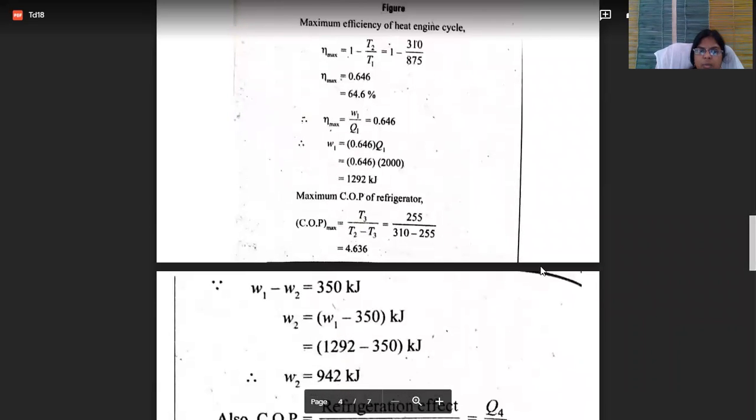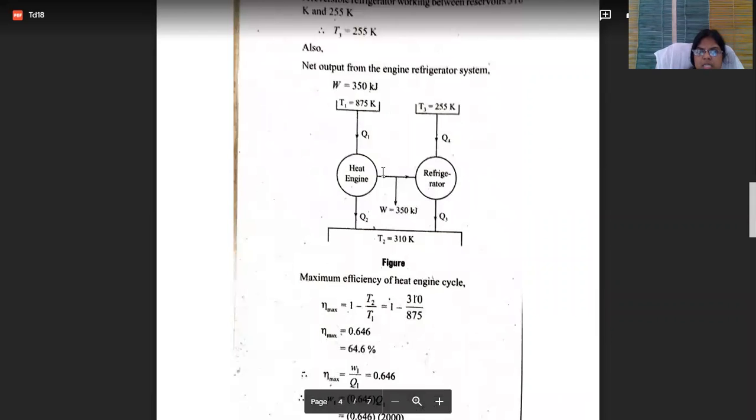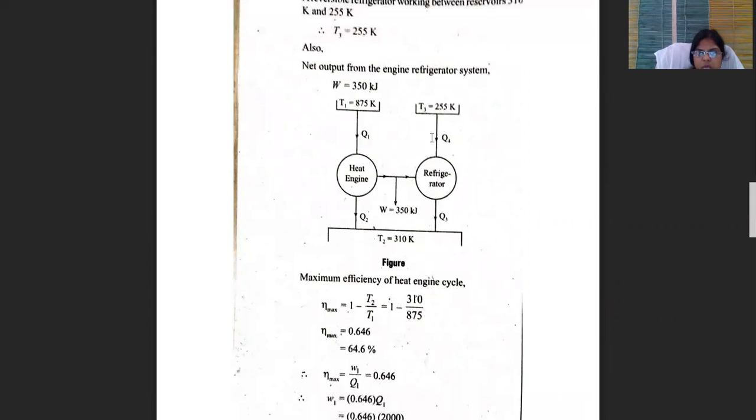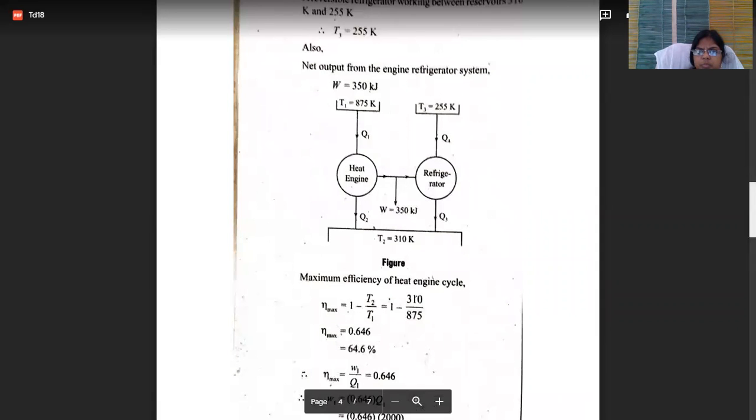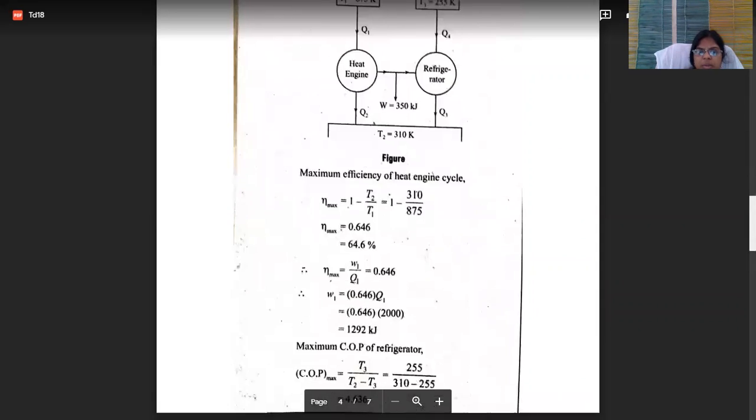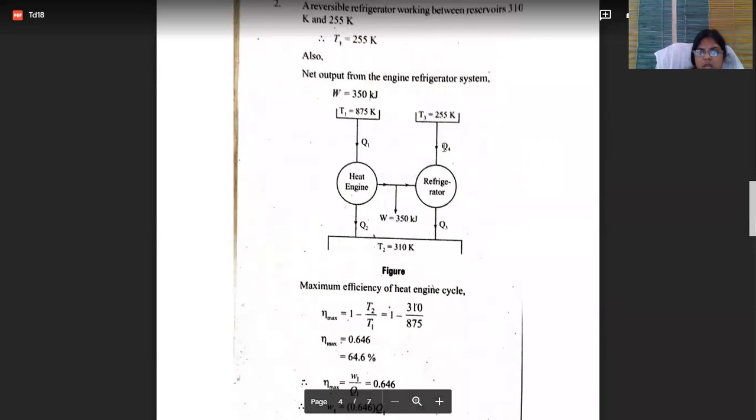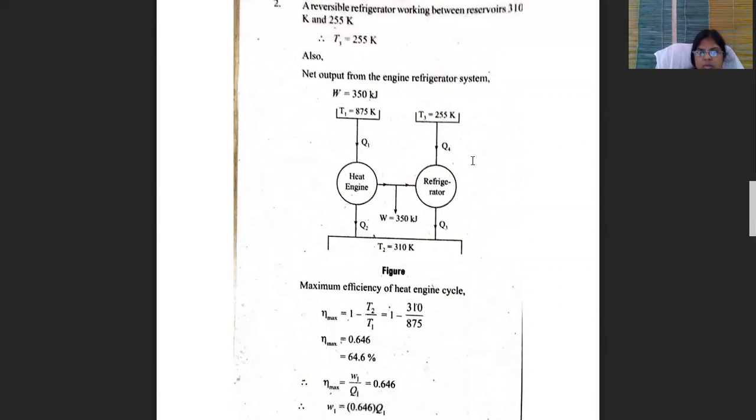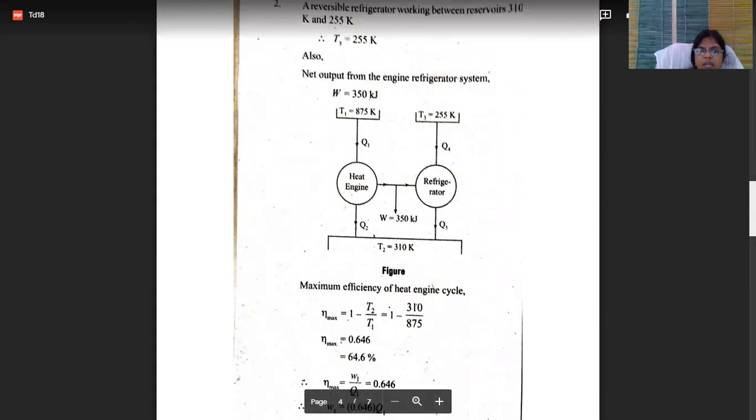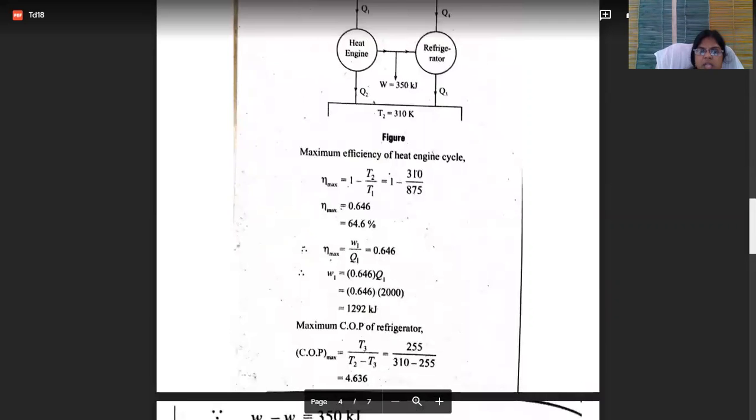So this is the formula for COP, which is equal to T3 by T3 minus T2. Here this is the desired effect, so it is T3 by T2 minus T3. This is our desired effect, and T2 minus T3.